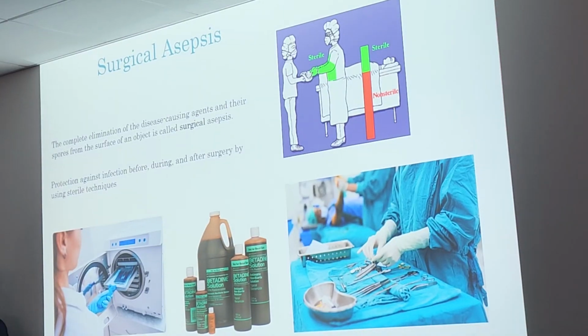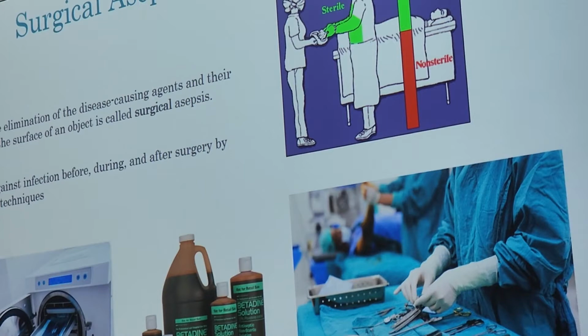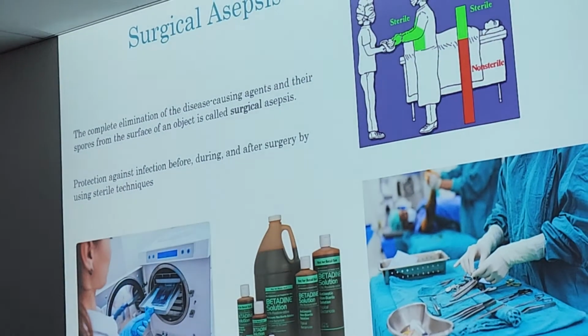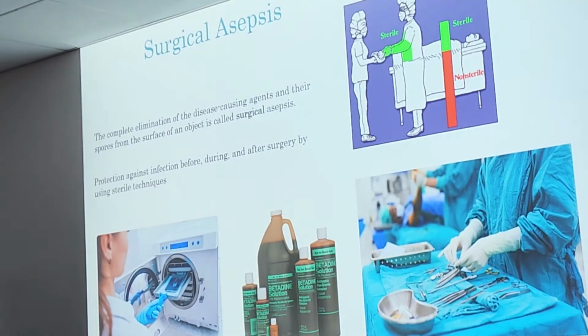All right, so surgical asepsis is the complete elimination of the disease-causing agents and their spores from the surface of an object. That is surgical asepsis. Now, certain bacteria, in order to survive, create what are called spores, which is a very tough exterior on their cells. So it's almost impossible to destroy these certain types of bacteria. And that's where surgical asepsis comes in.